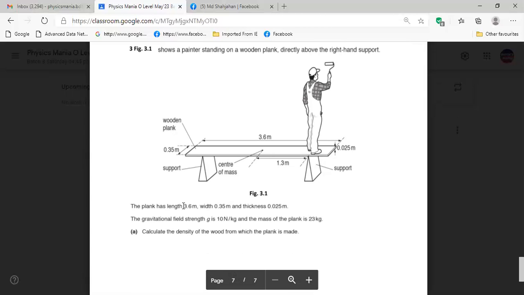Number 3, figure 3.1 shows a painter standing on a wooden plank directly above the right-hand support. The plank has a length of 3.6 meters, width 0.35 meters, and thickness 0.025 meters. The gravitational field strength g is 10 newtons per kilogram, and the mass of the plank is 23 kilograms. Calculate the density of the material from which the plank is made.